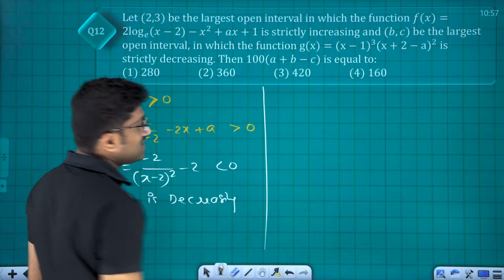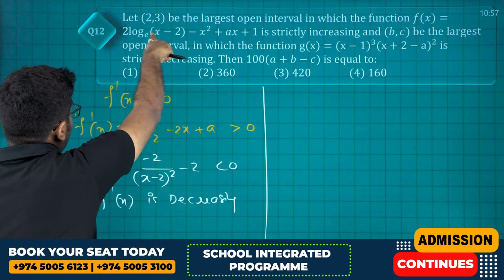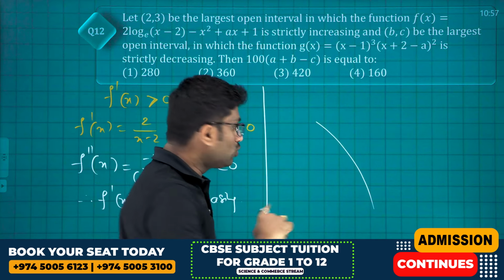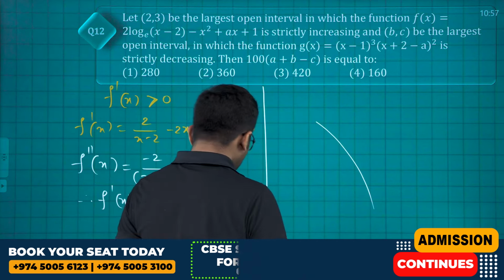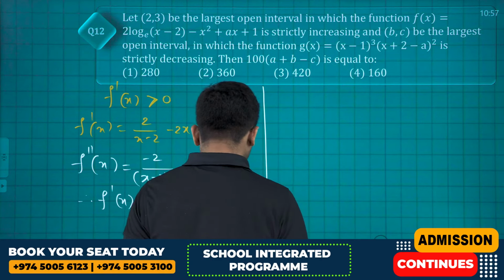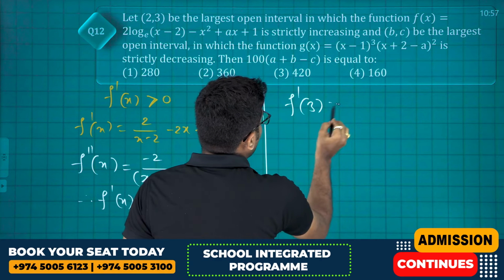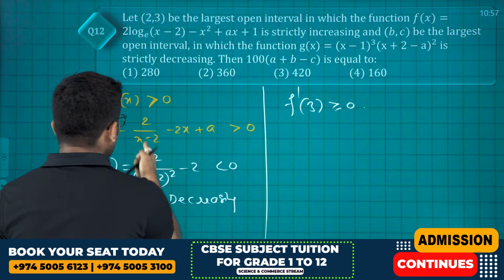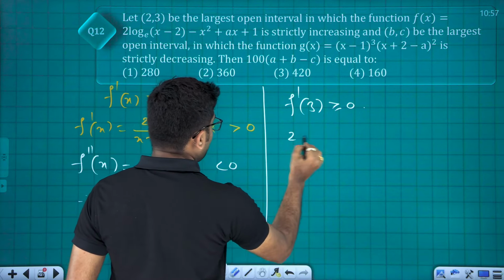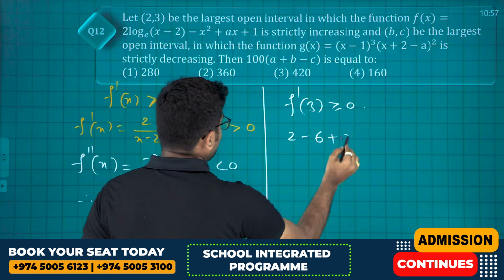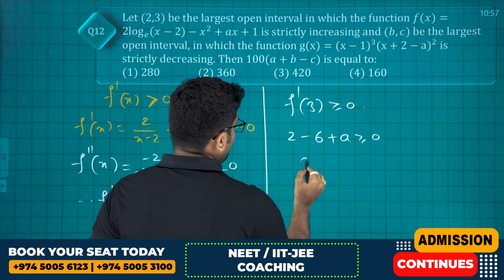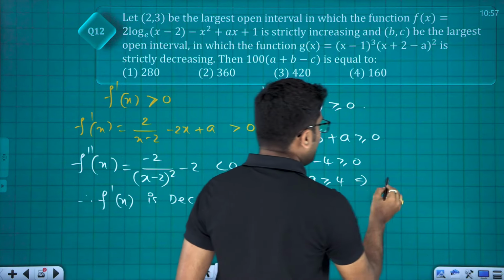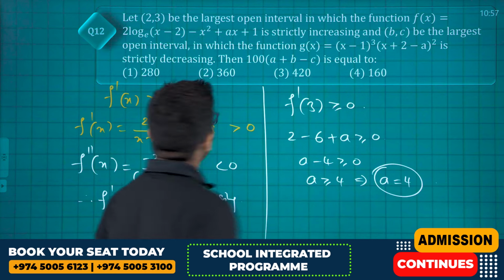So f dash x decreasing means the highest value of f dash x will be like this, friends. From 2 to 3, if f dash x is greater than 0, then f dash 3 for sure should be greater than 0. So what is f dash 3? 2 by 3 minus 2, which is 2, minus 2 threes are 6, plus a, greater than or equal to 0. a minus 4 greater than or equal to 0, a greater than or equal to 4. That means the minimum value of a will be 4, friends. A equals 4 now.